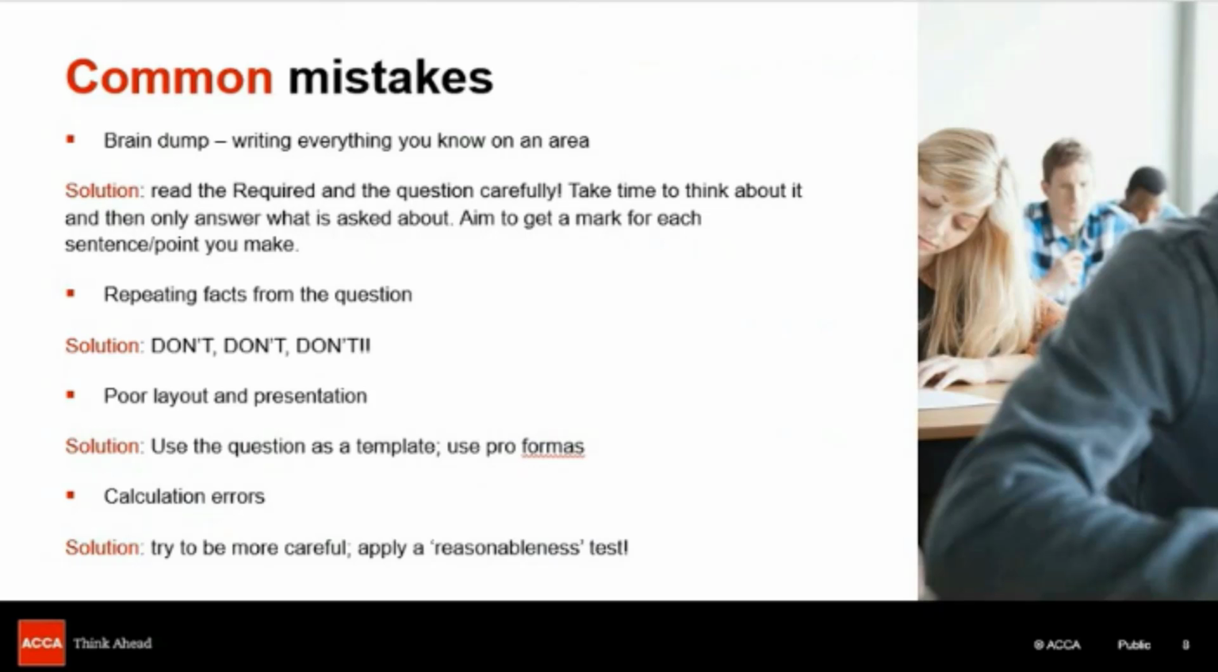Now, calculation errors, we're all going to make calculation errors. You're working under pressure here, but just maybe try and slow it down a wee bit. And if you're not writing masses and masses of irrelevant stuff, you'll have more time. So slow it down maybe just a wee bit and just do a reasonableness check after your calculation and say, does that sort of look a reasonable number, or does it look absolutely ridiculous?